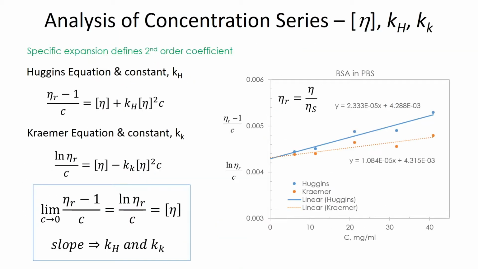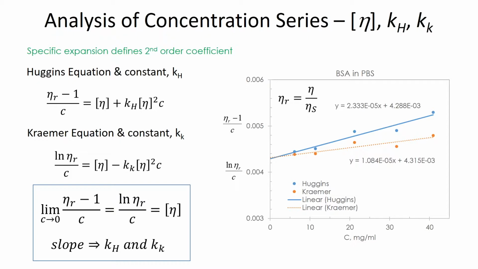Okay, so thinking of these types of expansions, how can you use these equations to extract the parameters from your data? What we're going to do now is quickly look at an example of analyzing a concentration series and extracting these parameters, the intrinsic viscosity and some of the pair interaction parameters.